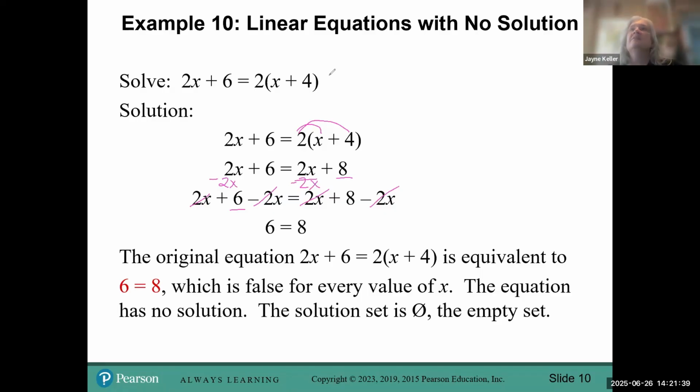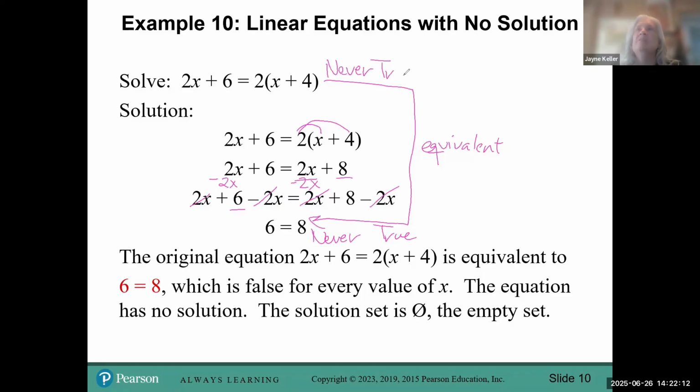What that tells me is that this equation and this equation are equivalent equations. And they're equivalent because all of these operations that I did, I proved that I can do. Those are those properties that we have. As long as we add or subtract the same thing from both sides, we have an equivalent equation. So if these equations are equivalent and this one is never true, that must mean that this one is also never true. And what that means is it doesn't matter what x is. There's no value of x that will make this true. It will never be true.